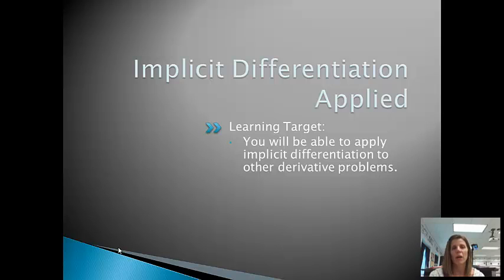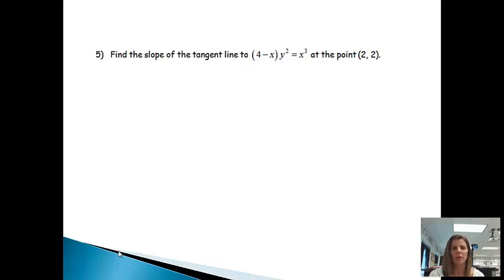Once we know how to use implicit differentiation, we then can apply it to other problems. So at the end of this lesson, you'll be able to apply implicit differentiation to other derivative problems. Right, and we're just going to jump right into the examples.